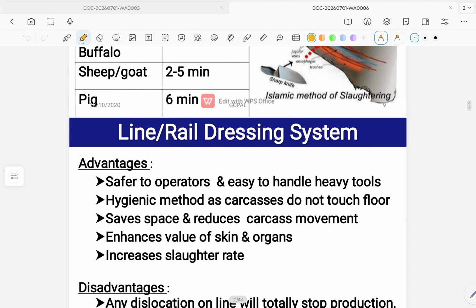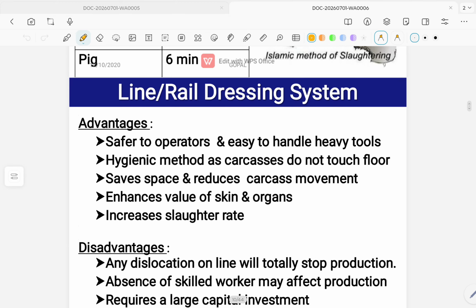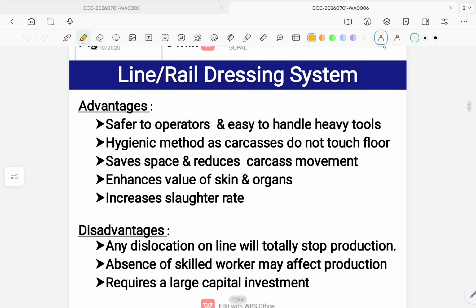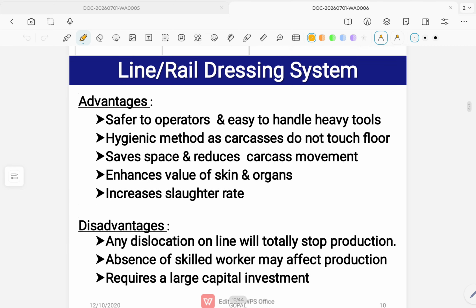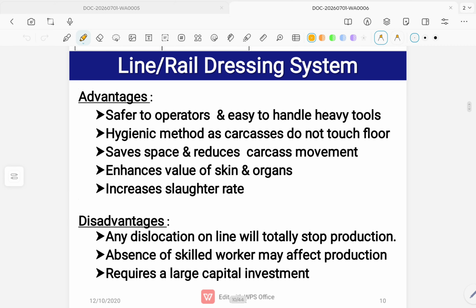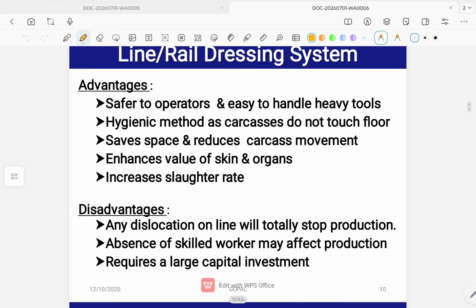Line or rail dressing system. Advantages: superior to operators and easy to handle, hygienic method as carcasses do not touch the floor, saves space and reduces carcass movement, enhances value of skin and organs.